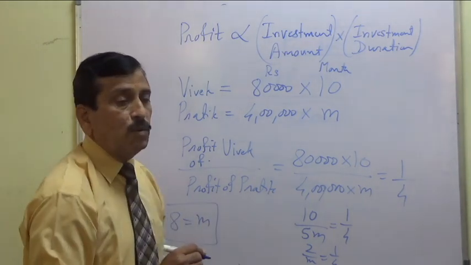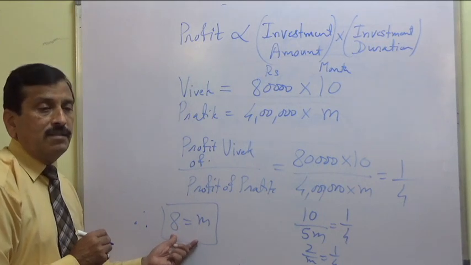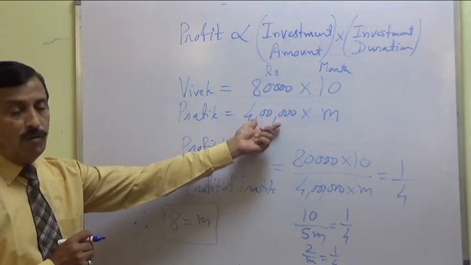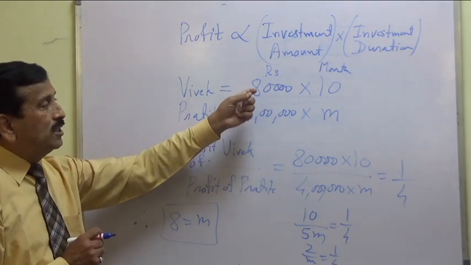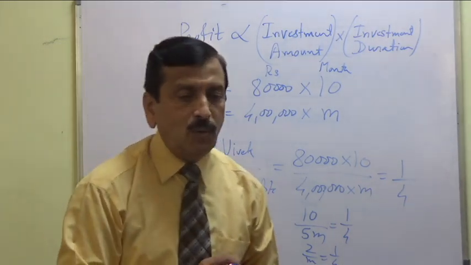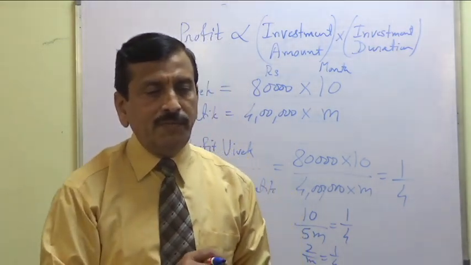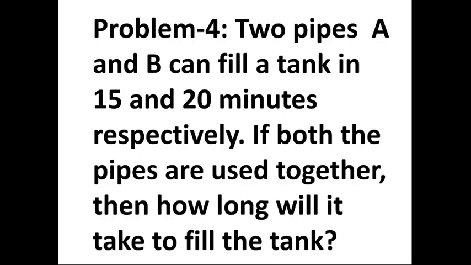That means Pratik is going for investment, how much? 8 months, 4 lakh. And 10 months, 80,000. Though he is going for 10 months, the amount is 1/5. And therefore, his share will be very low. Let's see the solution part of it. See the solution carefully. And we move to the next problem.